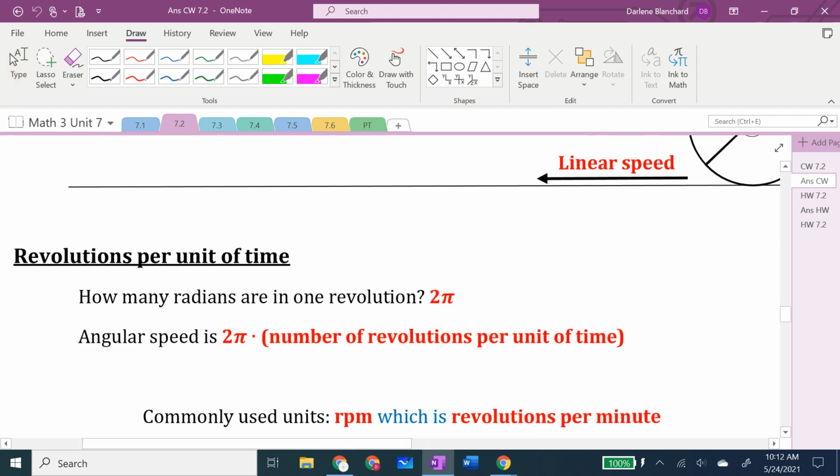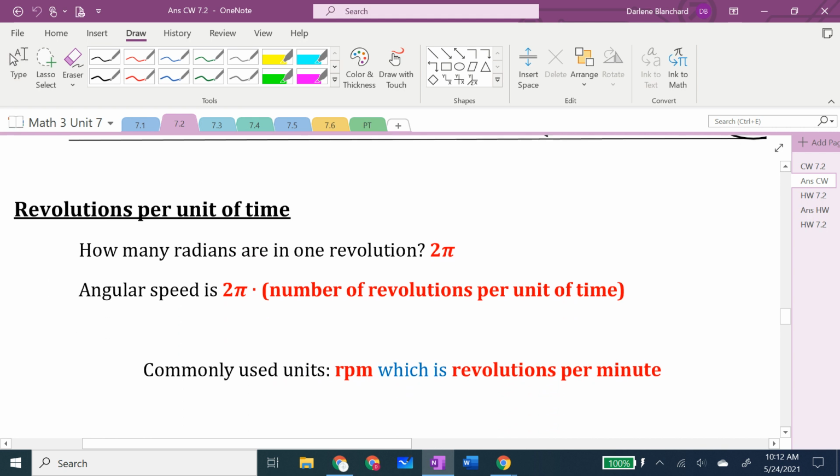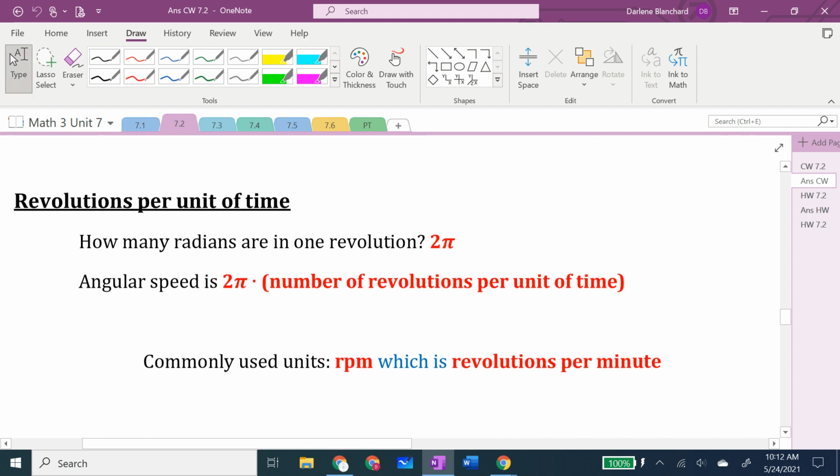Now, you might be told how many revolutions a circle has for a certain amount of time. For example, RPM. Does RPM sound really familiar to some of you? RPM is revolutions per minute.